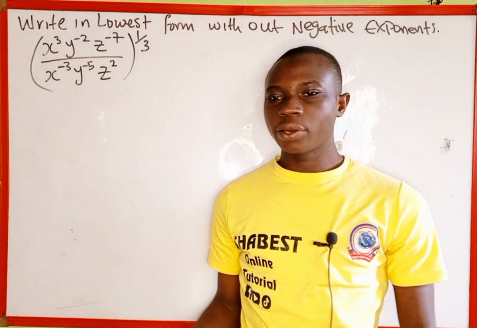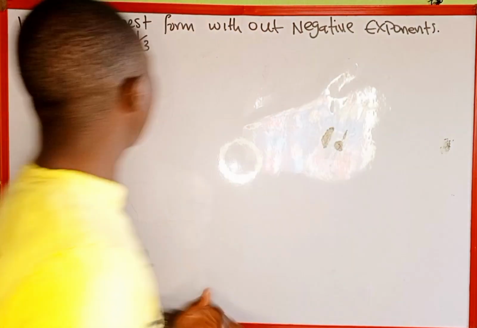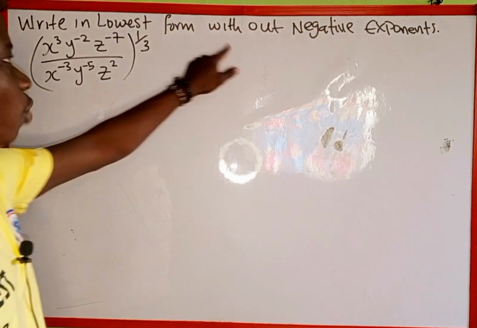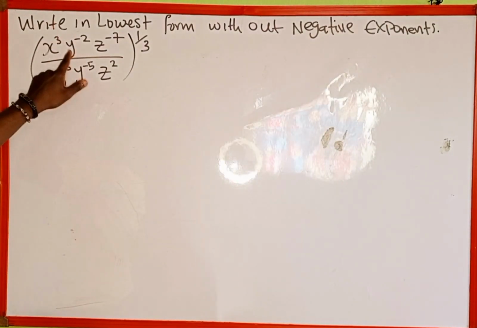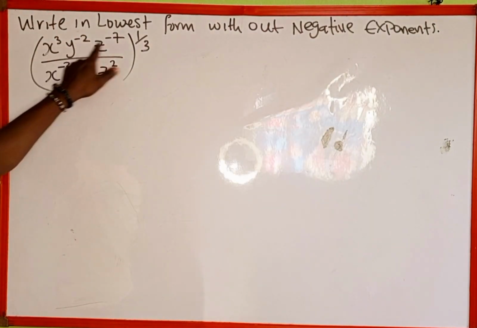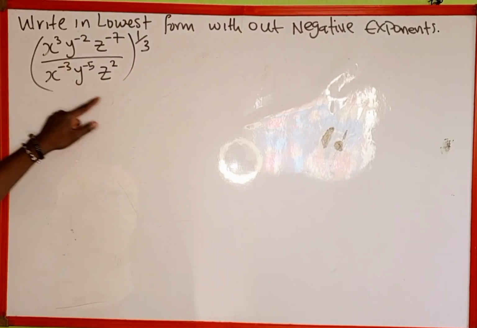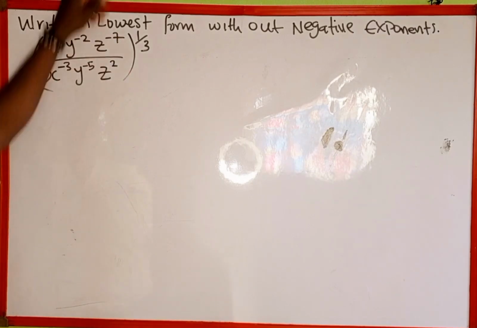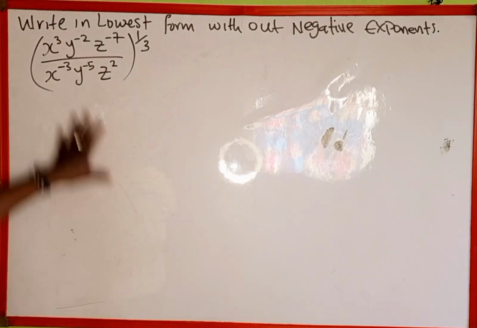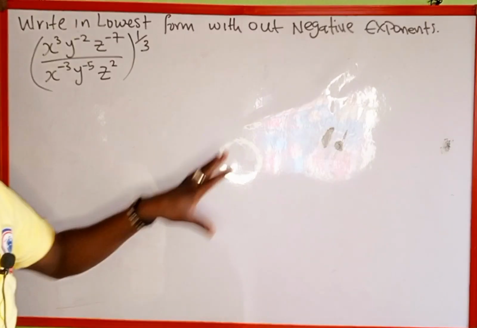In today's tutorial, we are going to learn how to provide a solution to this question on the board. The question reads, write in lowest form without negative exponents. And the given expression is x cubed y to the power of negative 2, z to the power of negative 7 over x to the power of negative 3, y to the power of negative 5, z to the power of 2, all raised to the power of 1 over 3. We're asked to simplify this expression without negative exponent.